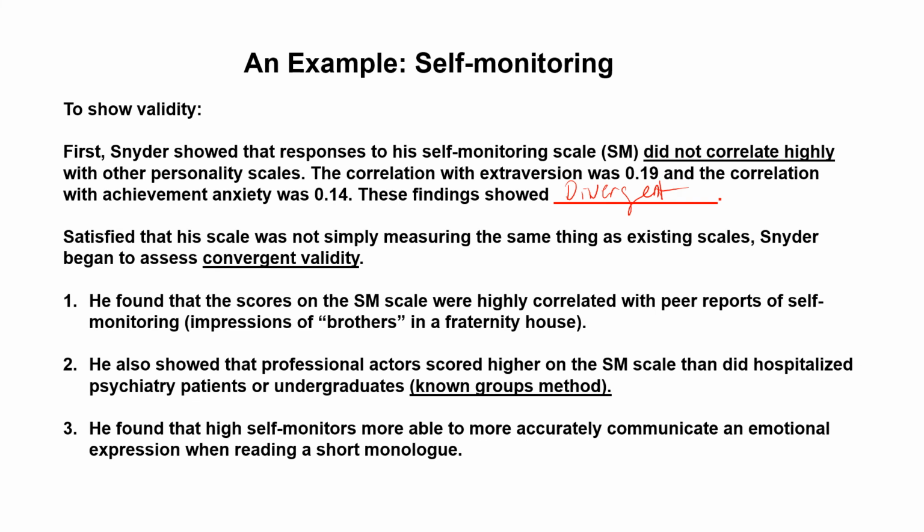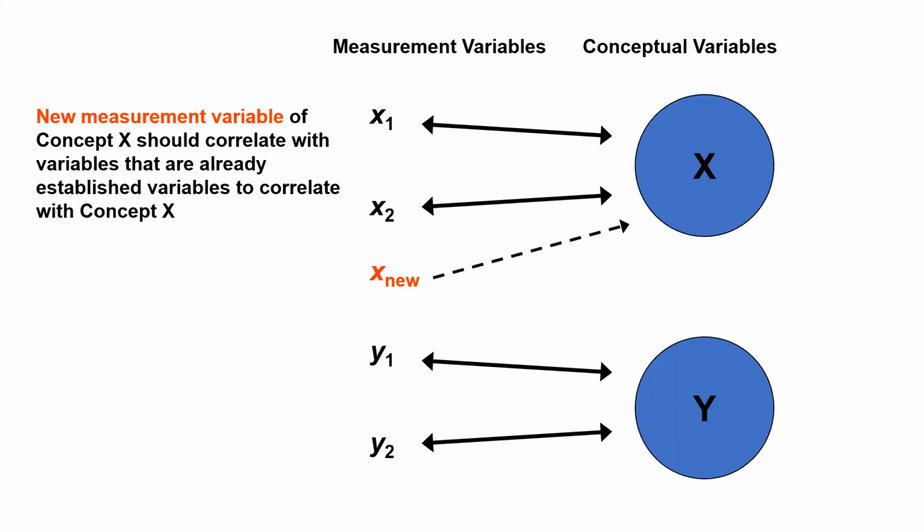He found that high self-monitors are more able to more accurately communicate an emotional expression when reading a short monologue. So he used that as a measure. And basically from there, he was able, through multiple different measures, through multiple different comparisons, to use convergent validity to show that what he was measuring was actually self-monitoring.